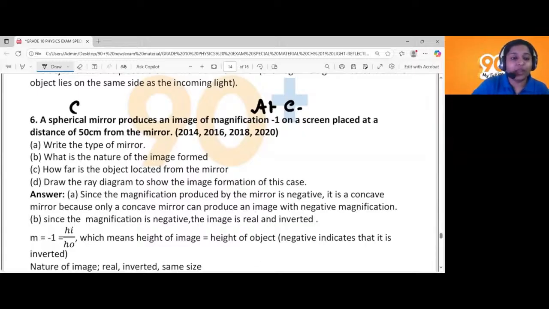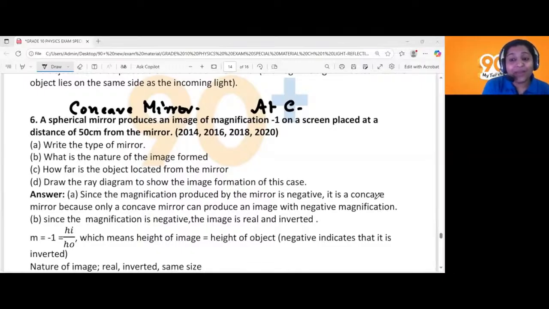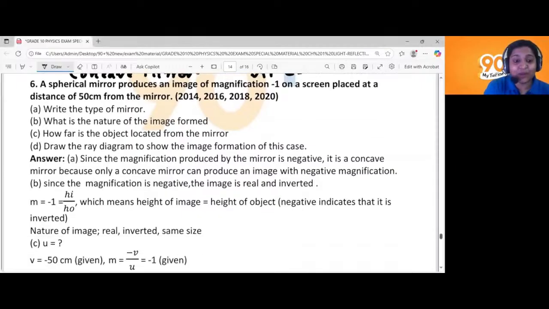Let's say concave mirror. What type of mirror is it? You know that it's a concave mirror. Negative magnification means it is a real image, an inverted image. Real inverted image, and here the size is the same. So what kind of image is that? The image is real, inverted and same size when you keep an object at C in a concave mirror.